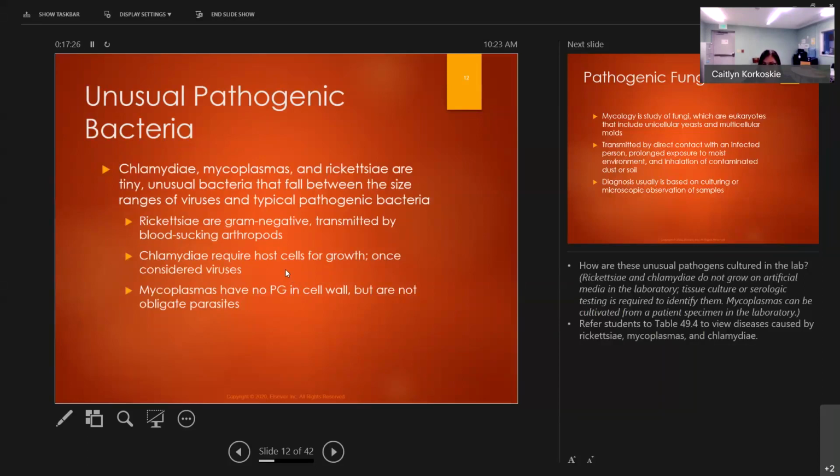So rickettsia and chlamydia don't grow in artificial media in the lab. So tissue culture and serological testing is required so we can identify them, because they're not ones that you can put on those slides and grow like you can other bacteria.